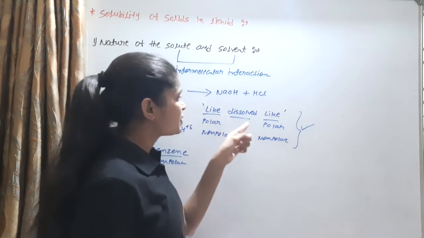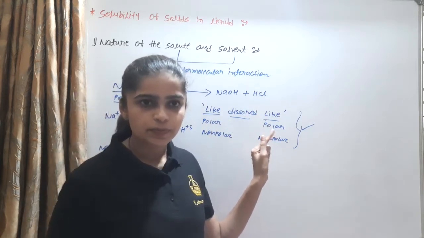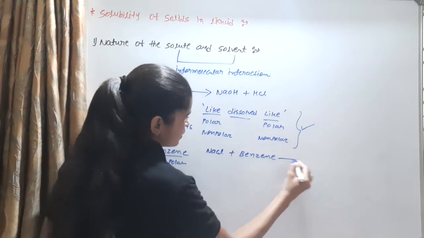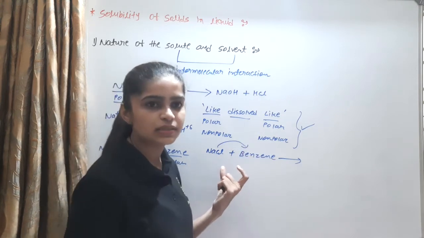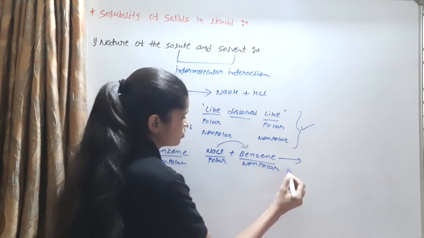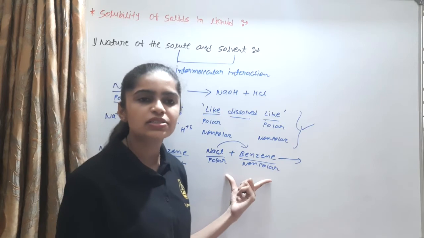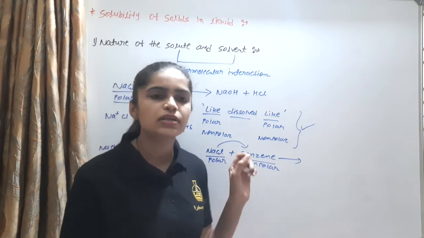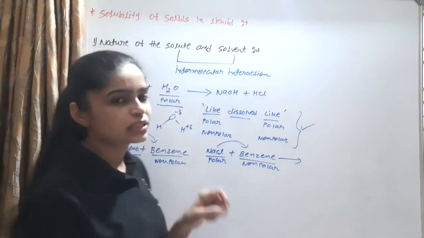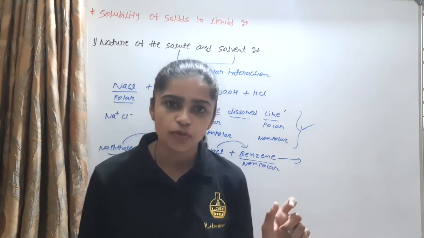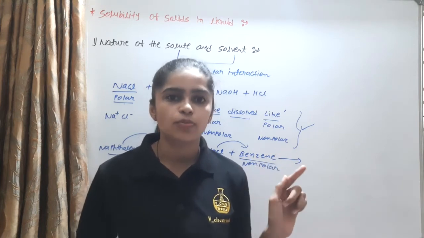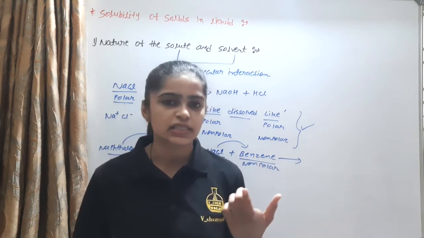But polar does not dissolve in non-polar. For example, consider NaCl plus benzene. Does NaCl dissolve in benzene? NaCl is polar and benzene is non-polar. So the NaCl and benzene intermolecular interaction is different. That means NaCl does not dissolve in benzene. Second, consider naphthalene in water. This does not dissolve in water, because naphthalene is non-polar and water is polar. So non-polar does not dissolve in polar, because the intermolecular interaction is different.